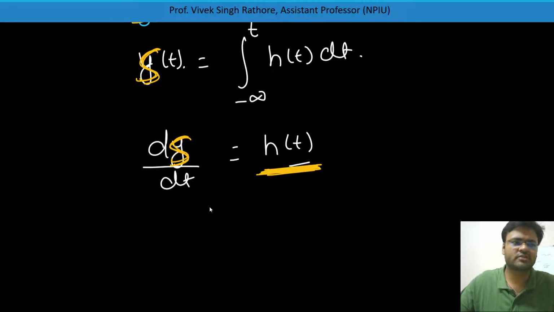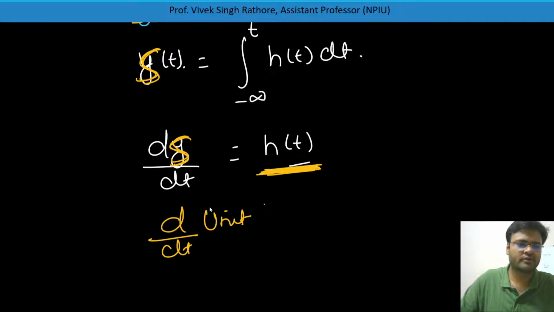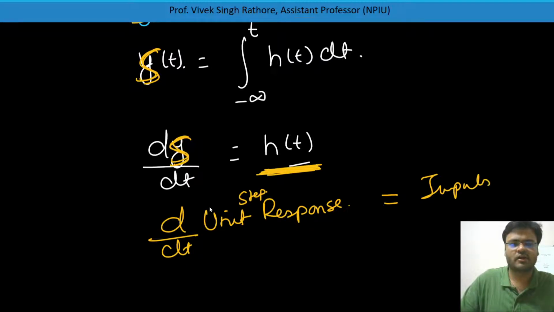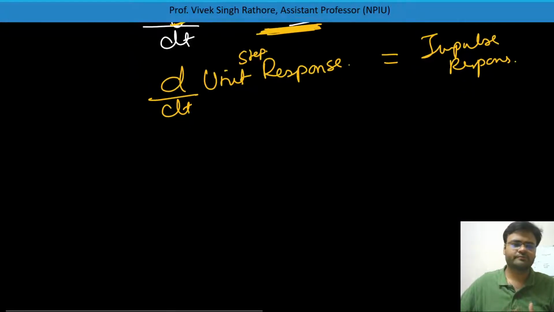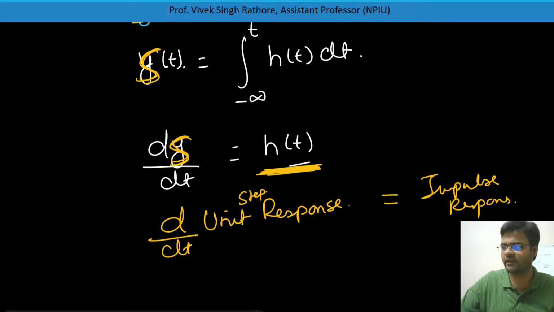Impulse response is nothing but the derivative of your unit step response. In words, d by dt of the unit step response will be equal to the impulse response. In module 1 also we have seen that whenever we differentiate a unit step signal, you will get an impulse signal. So if you differentiate the unit step response, we will get the impulse response. You should know this.